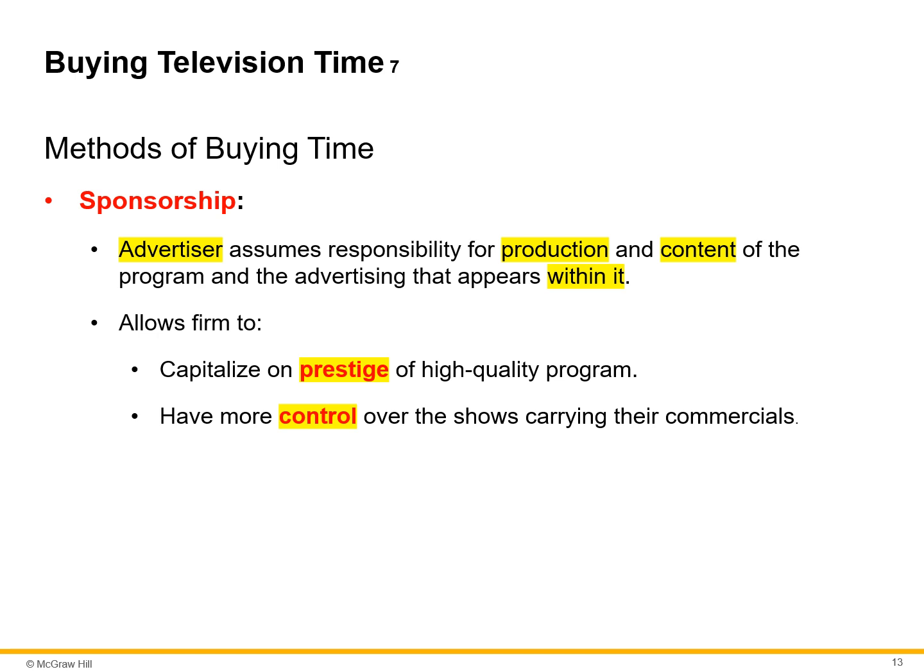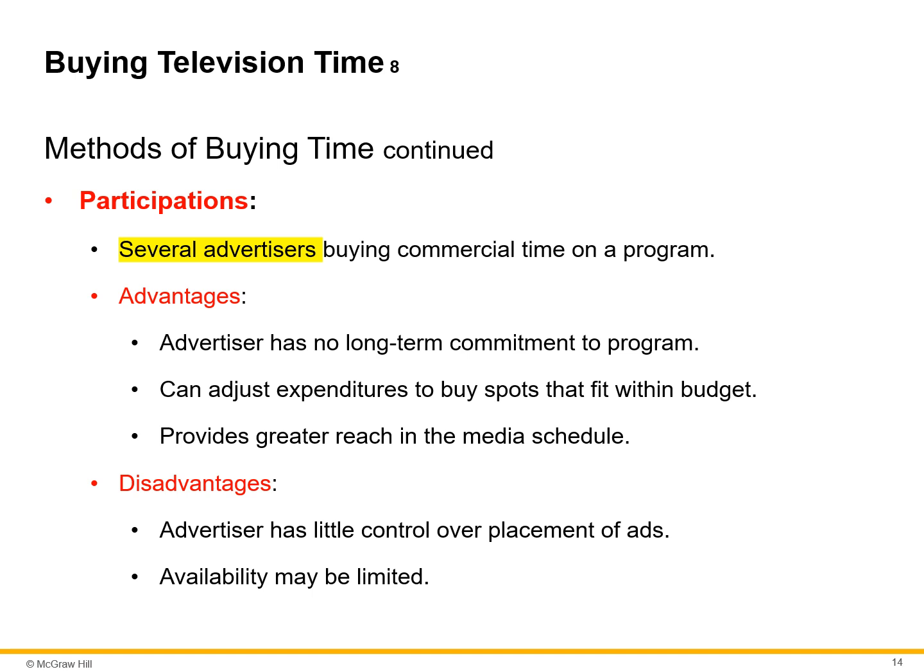Sponsorship. To buy TV time, you can use sponsorship. The advertiser assumes responsibility for the production and content of the program, and the advertising that appears within the program. This allows you to capitalize on the prestige of a high quality program, and have more control over the shows and the commercials. Participations. Buying TV time, you can buy by participation. That's several advertisers buying commercial time on the program.